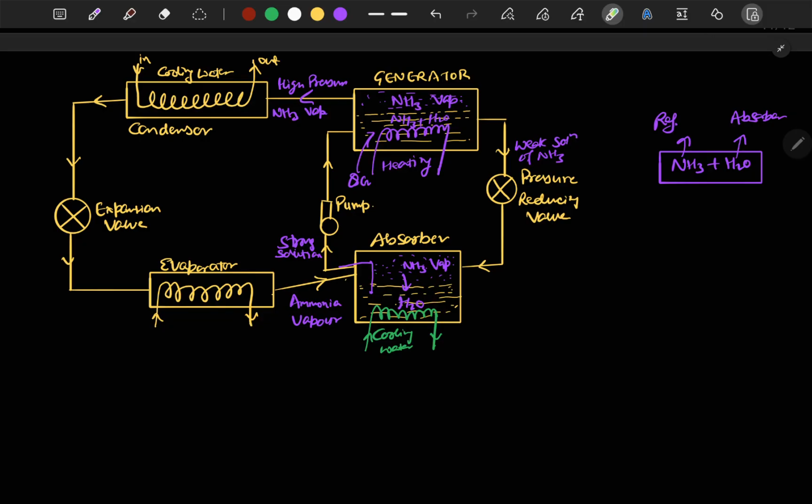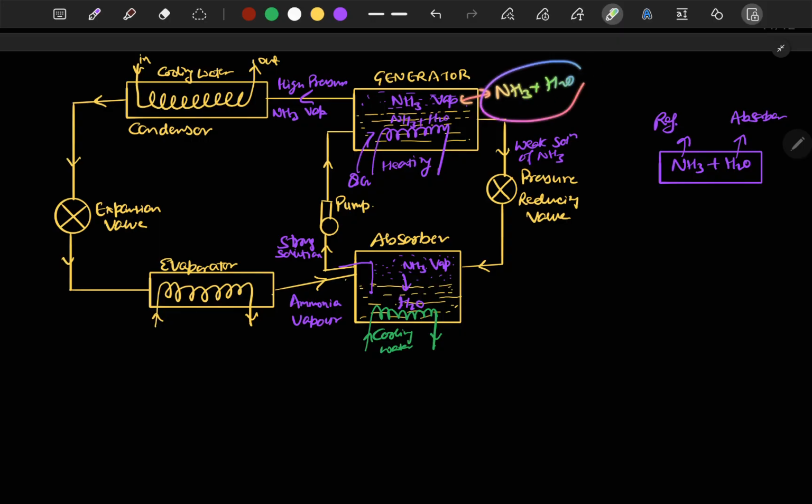Now if you notice one thing here: I have told you that ammonia is absorbed in the water, and this strong solution of ammonia is pumped to the generator. In the generator, due to the supply of heat, it is converted to ammonia vapor. Now this happens in our ideal system. In a real, practical system, there will be NH3 plus water vapors.